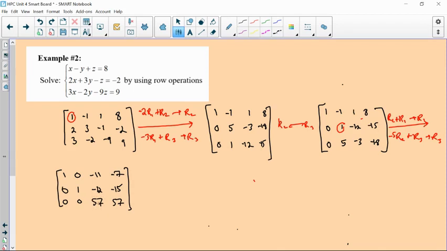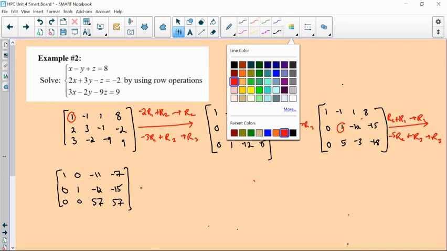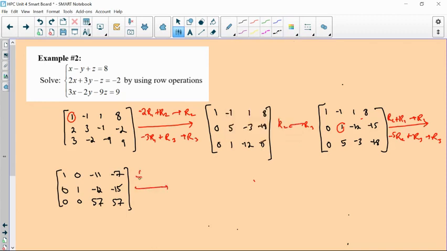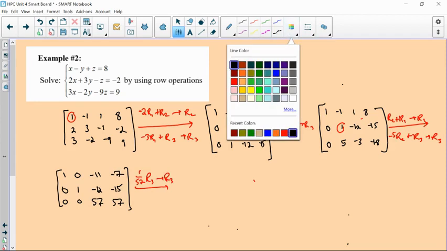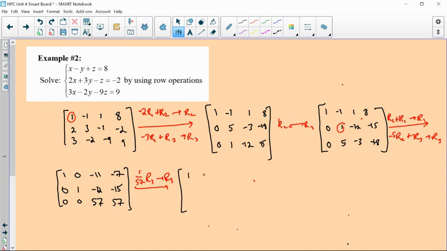Let's make that a 1 by multiplying by 1/57th of row 3. It doesn't guarantee that it's right, but it's a good sign that that's divisible. Okay, so 1/57th of row 3, and let's put it into row 3. So then row 1 stays the same, which is -7. Row 2 stays the same, but now row 3 is 0, 0, 1, 1.